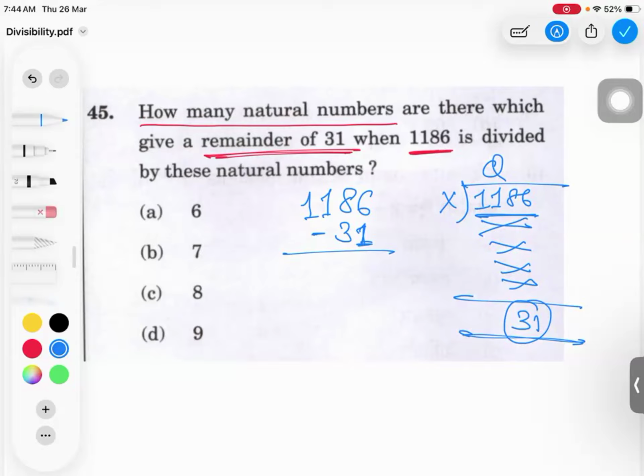I hope this is clear. 1186 gives a remainder of 31. So what is actually getting divided? It will be divided after subtracting the remainder, and we will find out. 6 minus 1 is 5. 8 minus 3 is again 5. 1, 1. So 1155 is the number which is actually getting divided. This question is not at all about 1186 or 31. This question is all about 1155. When 1155 is divided, 1186 gives that 31 remainder. I hope this is clear.